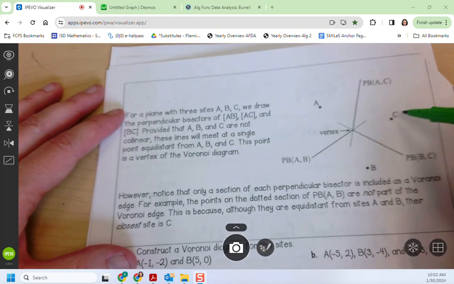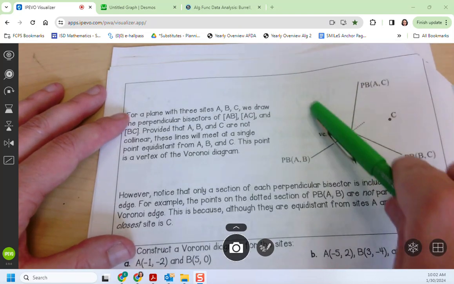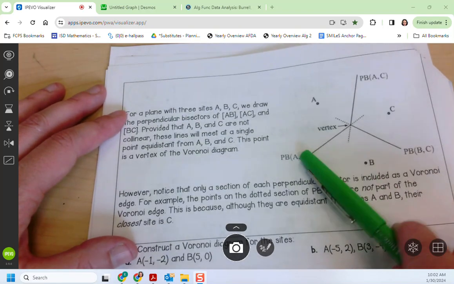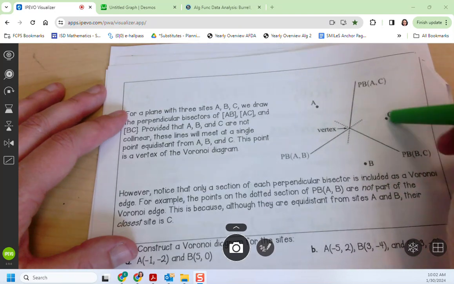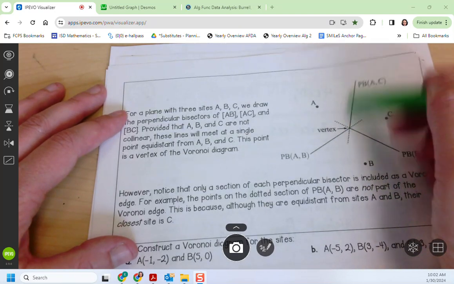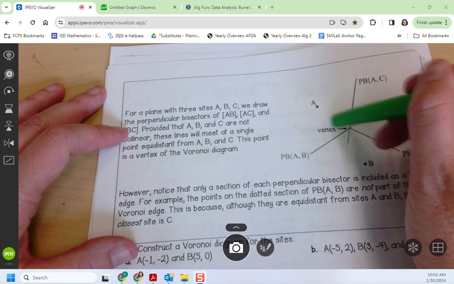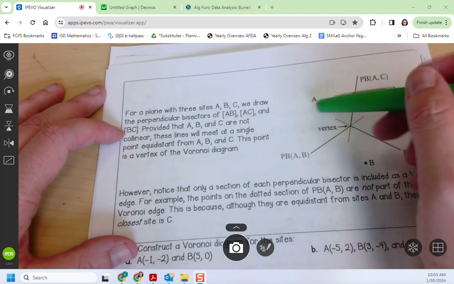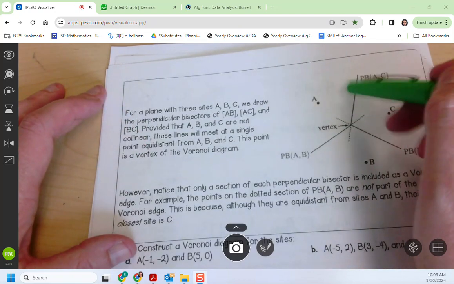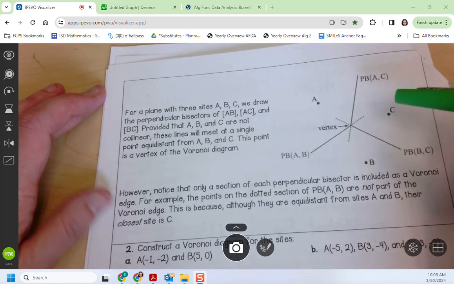So for a plane with three sides, A, B, and C, we draw the perpendicular bisectors of AB. So here's AB, and here is its perpendicular bisector. AC. So here's AC, and its perpendicular bisector, and BC. So here's BC, and its perpendicular bisector. If they're not collinear, these three lines will meet in a single point that's equidistant from A, B, and C, and this point is a vertex, so there's only one vertex here.